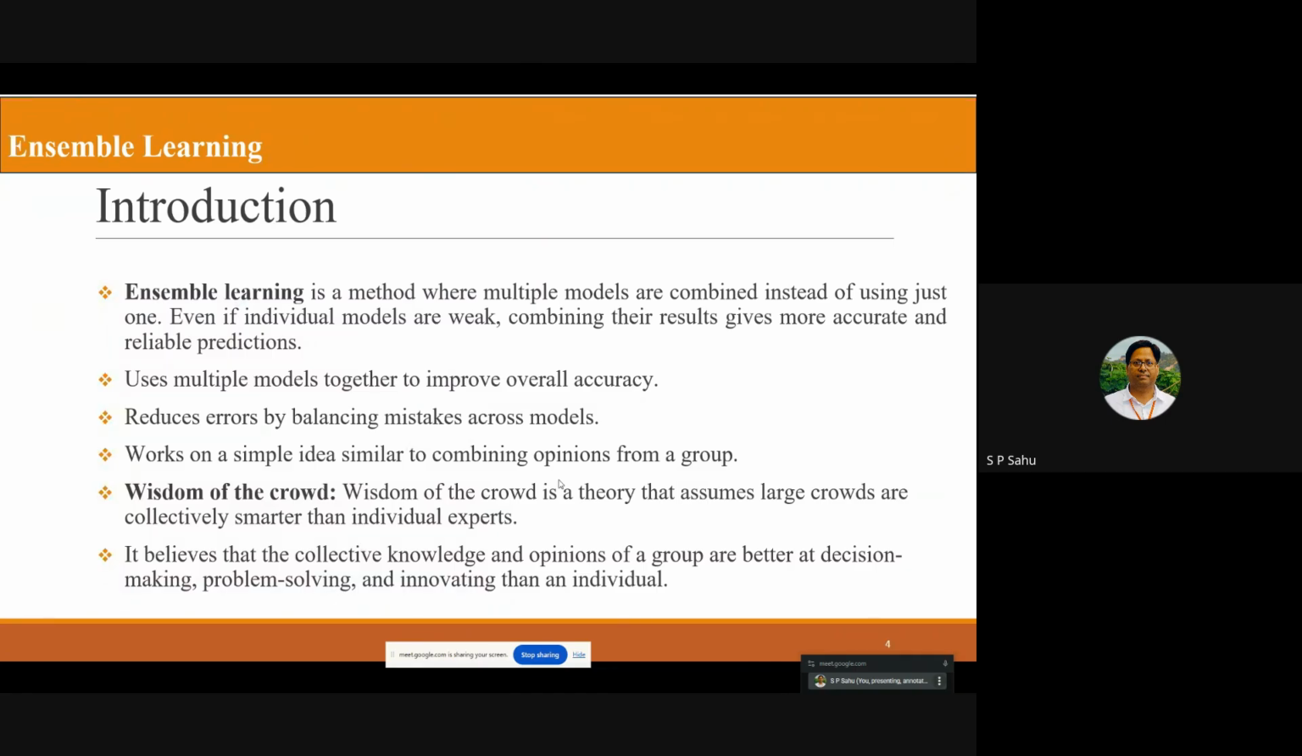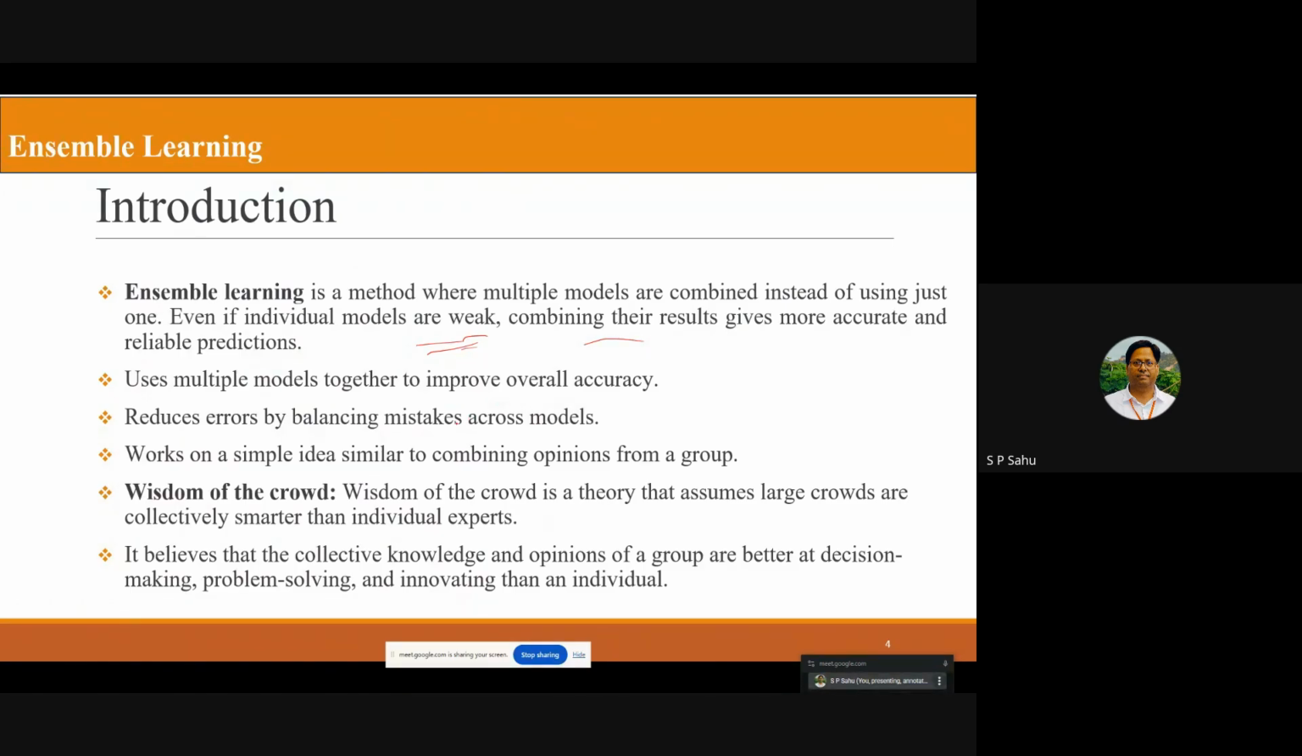So now a more specific definition. It is a method where multiple models are aggregated instead of using just a single one, and each model here we can call weak, because in aggregation they are strong, but in isolation they are weak because they are giving poor performance a number of times. So combining their results gives a more accurate and reliable prediction.